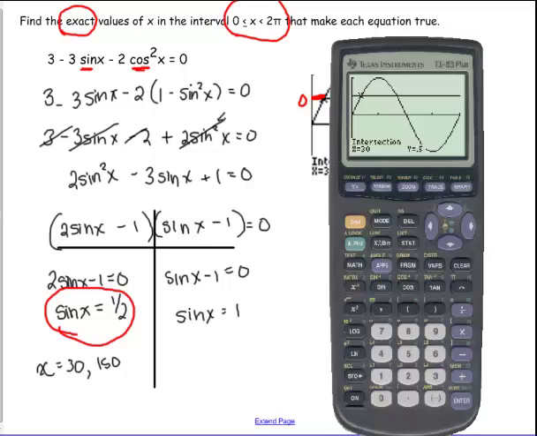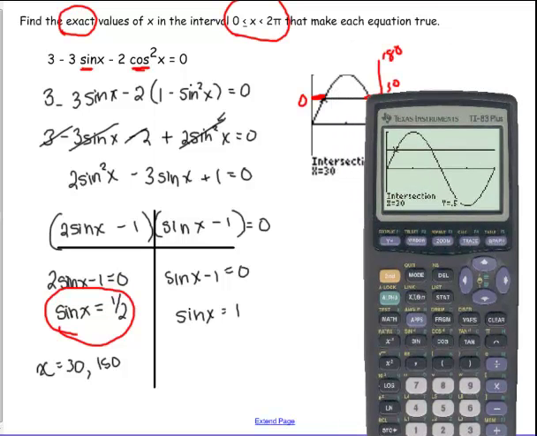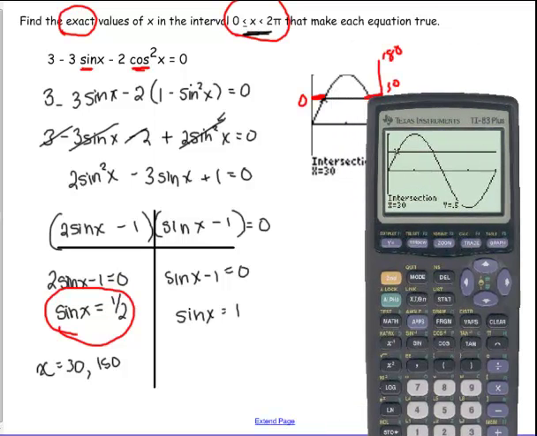Now 30 and 150 are not my answers because we come back up here and we realize that it has to be in radians, and exact radians. So I'm just going to convert: 30 times pi over 180 gives me an answer of pi over 6, and 150 times pi over 180 gives me an answer of, let's see, 3 goes in there 5 times, 3 goes in there 6, so that would be 5 pi over 6.